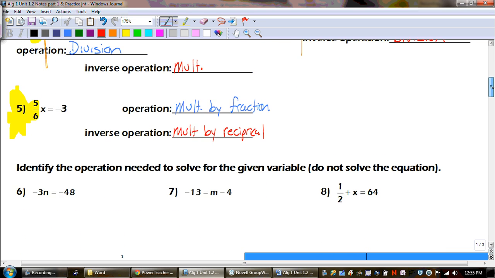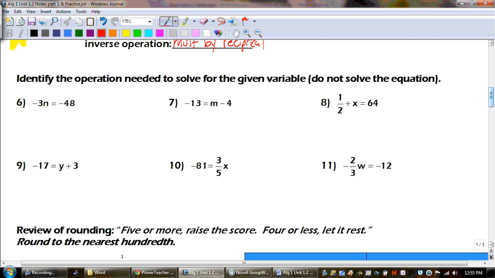All right, let's move on down. Number 6 through 11, let's read the directions again. We have to identify the operation needed to solve for the given variable, and it says do not solve the equation. So we're not solving anything yet. We just need to say how we get rid of it. Number 6 is negative 3n equals negative 48. What's going on with the negative 3 and the n? If you want to draw the line down the middle, right there, that's multiplication.